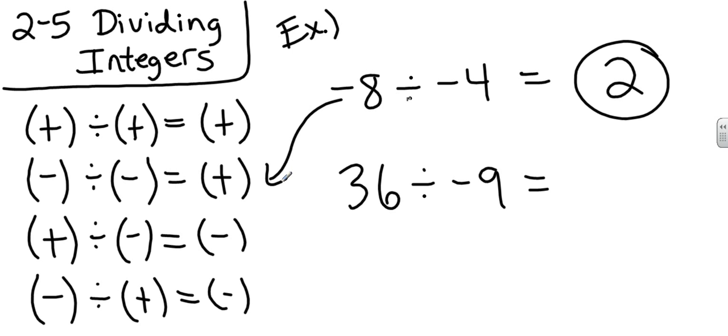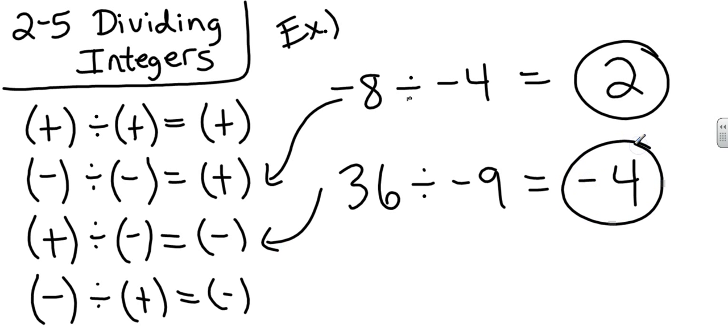Let's go to the second one. Again, just look at the numbers. 36 divided by 9 is 4. This is a positive divided by a negative, so it goes to this rule right here, which says my answer has to be negative. Okay, if you can memorize the rules and don't confuse them with addition and subtraction, you will be golden on these problems. I know you can do it. Here we go.